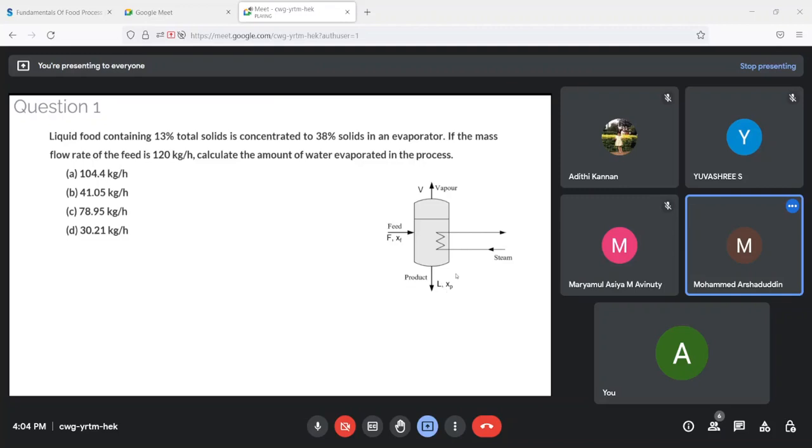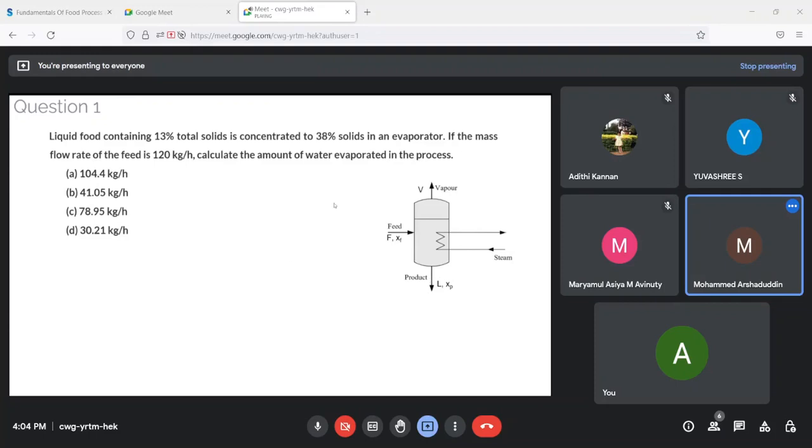Since you are concentrating the solution, the total amount of solids present in the concentrate and the feed are not the same. So XP will always be higher than XF. That is, it will be a much more concentrated solution that you get out after evaporation.